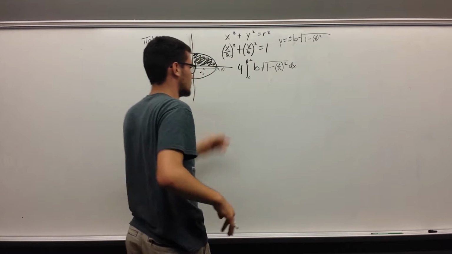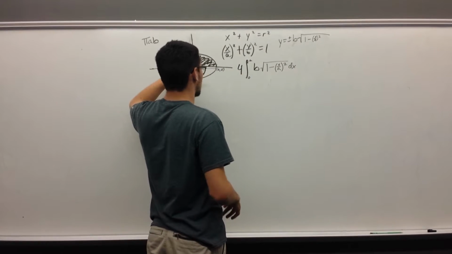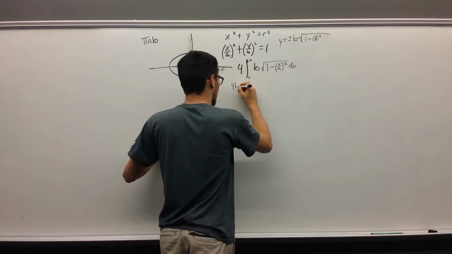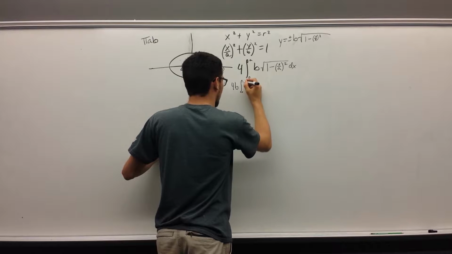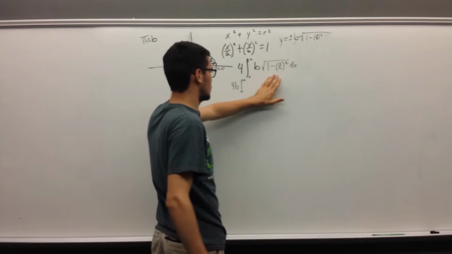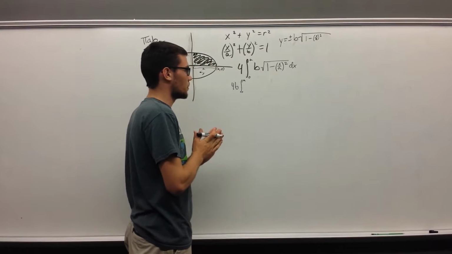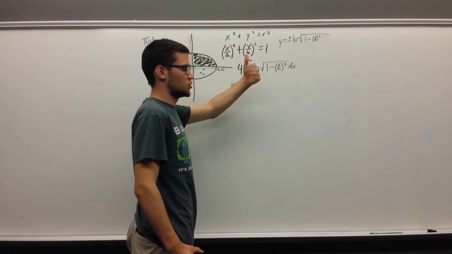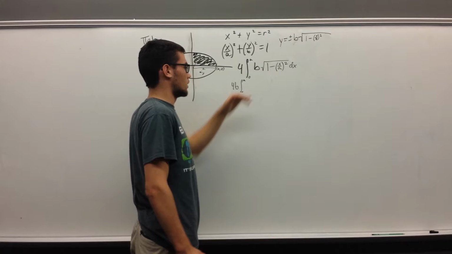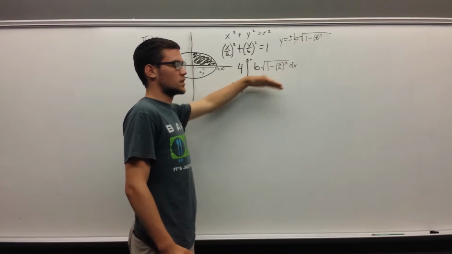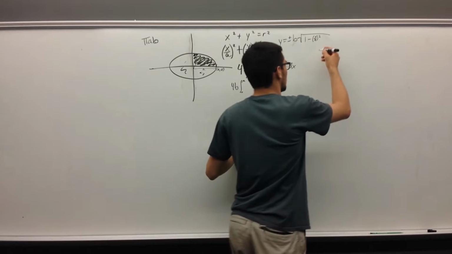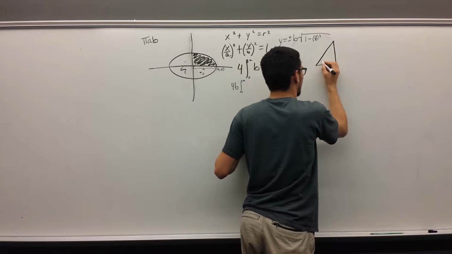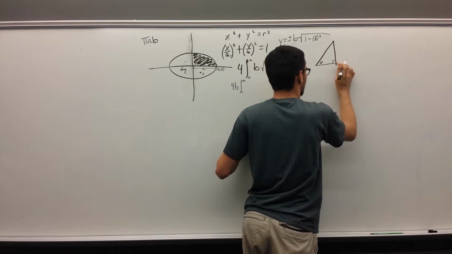Since b here is a constant, we can pull that out, so we get 4b times the integral from 0 to a, and we're going to leave this blank for now. In order to solve this, we need to use trig substitutions. To do that, we need a triangle, a right triangle to be exact, with theta and a right angle.